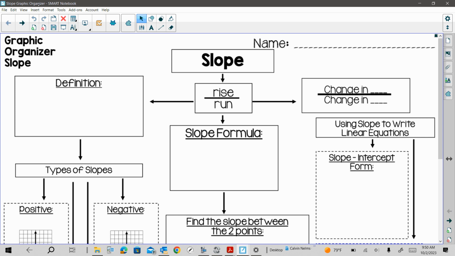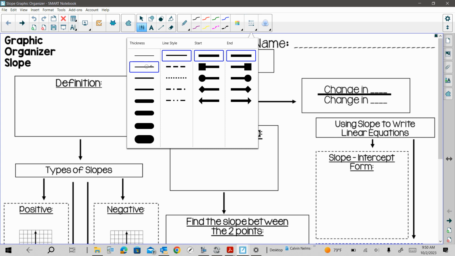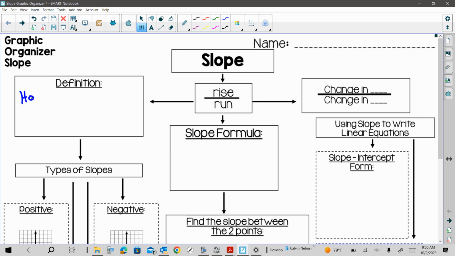And your slope is indicating basically how steep the line is. It's also indicating, so there's two things, how steep, and it's the rate of change. Rate of change of the line.